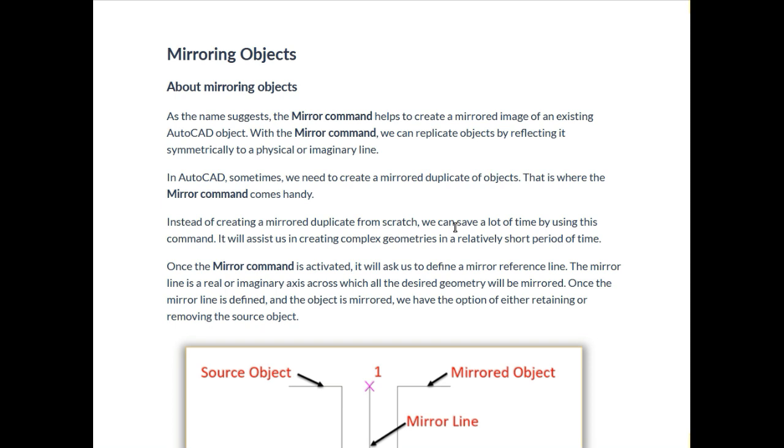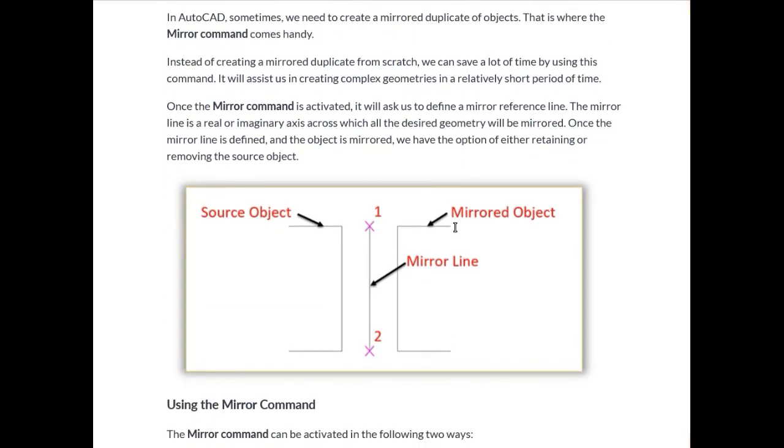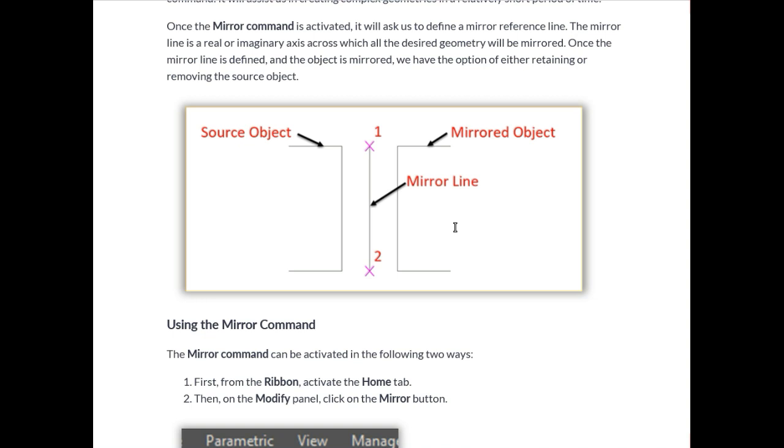Once the mirror command is activated, it will ask us to define a mirror reference line. The mirror line is a real or imaginary axis across which all the desired geometry will be mirrored. Once the mirror line is defined and the object is mirrored, we have the option of either retaining or removing the source object. You may see here the source object, reference line, mirror line and mirror object.